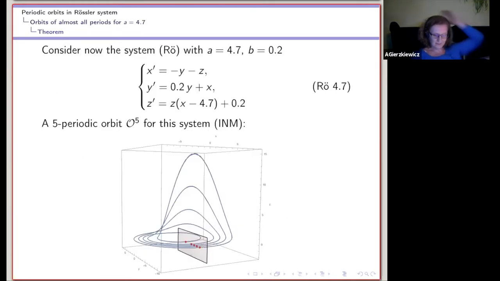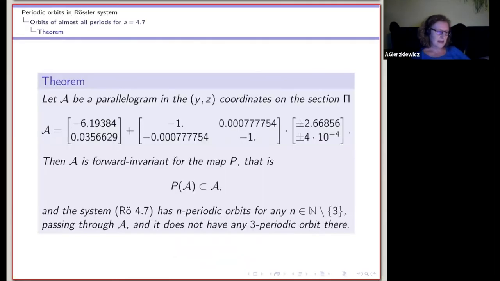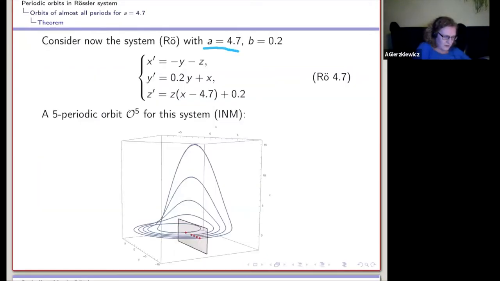What was done, similarly or not similarly, for the case of a five periodic attracting orbit? In the case of A equal to 4.7, we prove, of course, the existence of a five periodic attracting orbit. And additionally, we have to enclose, maybe I'll go back for a moment, this area of the five periodic orbit in some set, because we will be proving not only the existence of n periodic orbits, but also the non-existence of three periodic orbits.